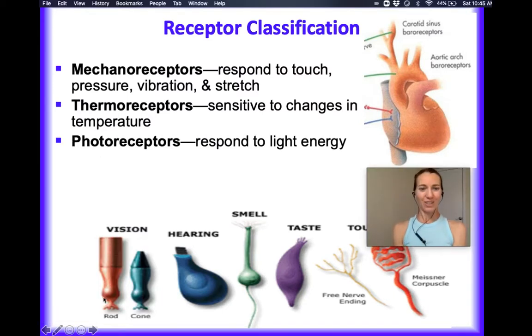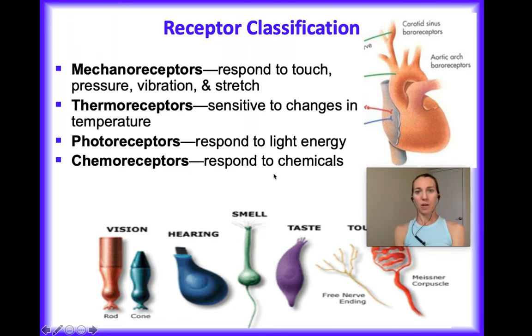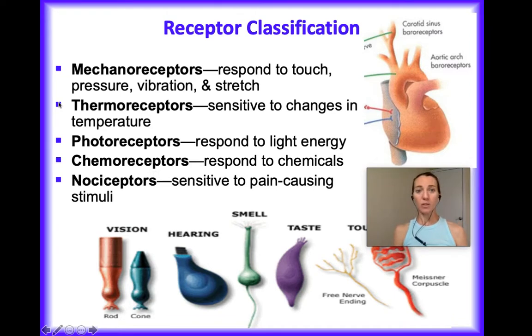Photoreceptors, such as rods and cones, are going to be sensitive to changes in light energy. And then chemoreceptors are going to respond to changes in chemicals. So this could be things like changes in pH. It could be chemoreceptors that are going to be sensitive to changes in oxygen or CO2 levels in the blood. And then lastly, the nociceptors are going to be sensitive to pain-causing stimulus. So extreme heat or cold, deep extreme pressure, or chemicals that are released during the inflammatory response are all nice examples here of nociceptors.